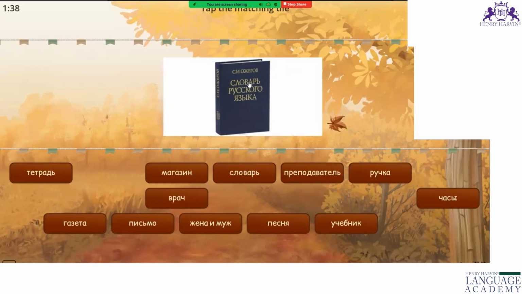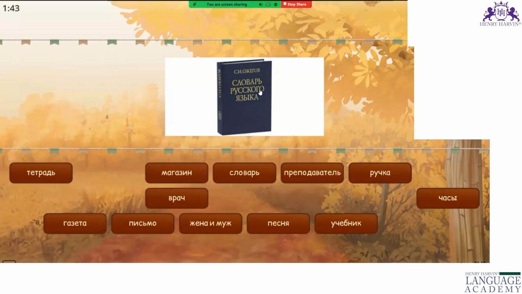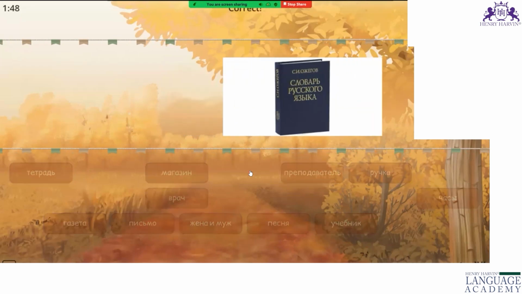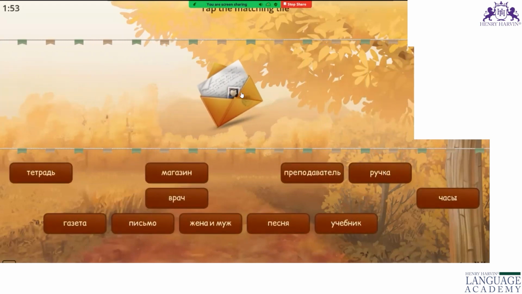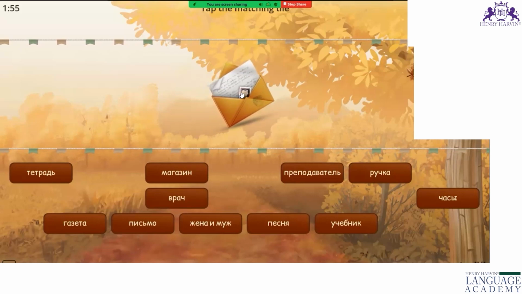Мое словарь. Мой, first one. Мой словарь. Да, словарь, мой словарь, dictionary, masculine gender, мой словарь. Моя тетрадь. Это не тетрадь. Нет, это не тетрадь. Find the notes. Это письмо. Мое письмо. Да, neutral, because ending o. Мое письмо.